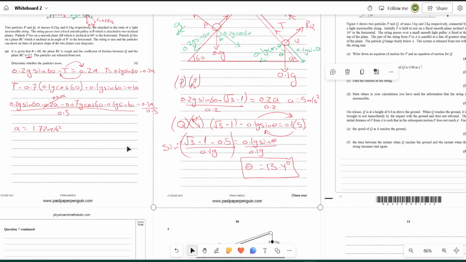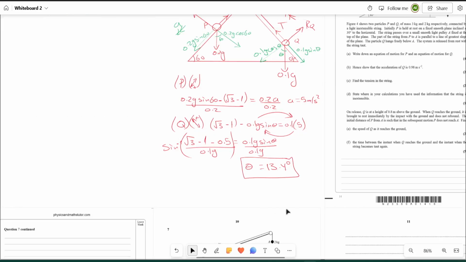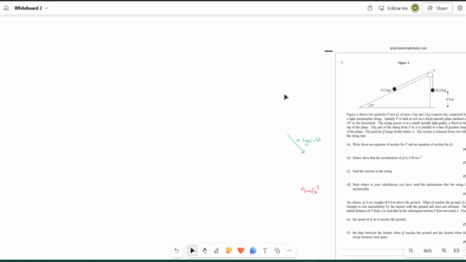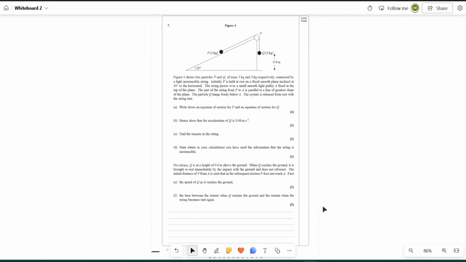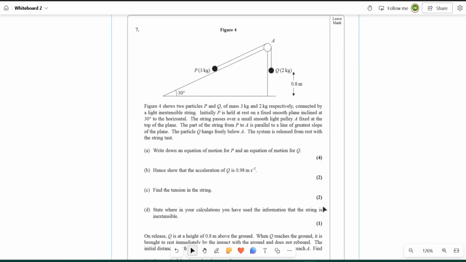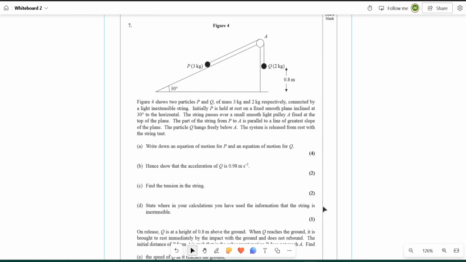Now let's try to solve this one as well. Let's erase, you don't need all of this. Okay, now for this next question, it is Edexcel, so we're going to use g as 9.8. Let's see how we can do this one. This one is a little bit tricky, so I want you to focus over here.